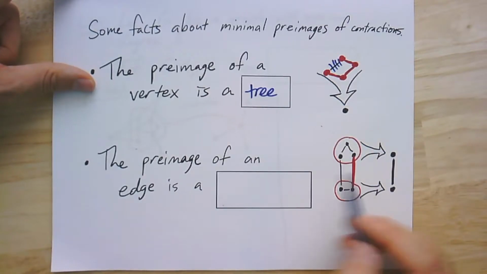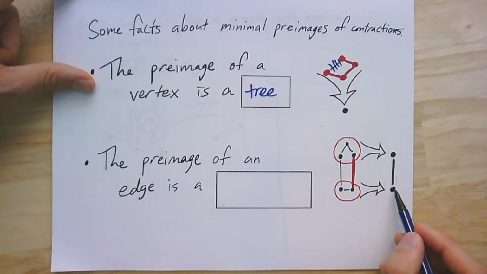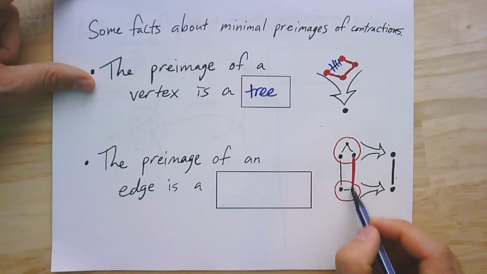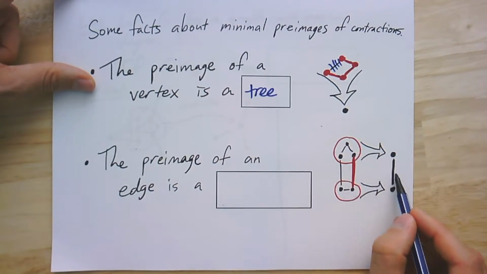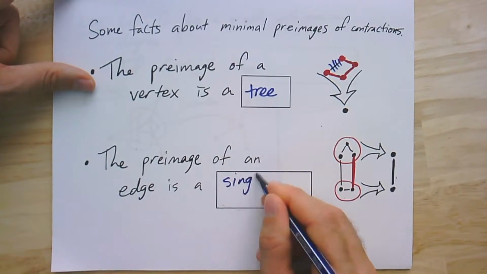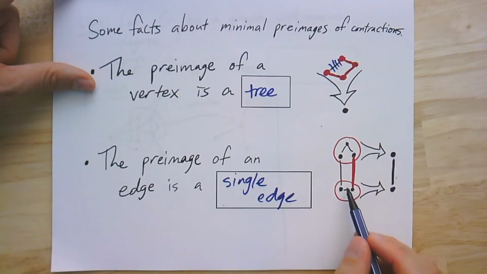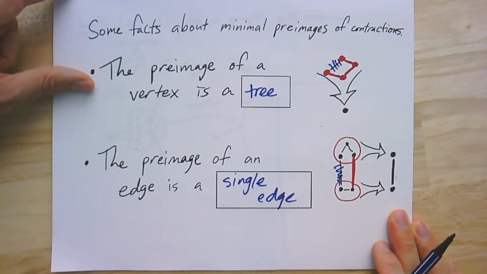The other thing we know is that if you look at a particular edge, let's look at this edge here, in a contraction, it could be that the preimage included multiple edges. Here I have two edges that both get mapped to one edge. But in the minimal preimage, the preimage of an edge is a single edge all by itself. So I could just remove one of these edges, as I remove this one, and the mapping is still a contraction.